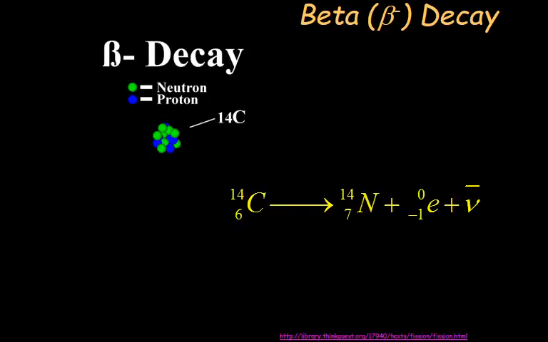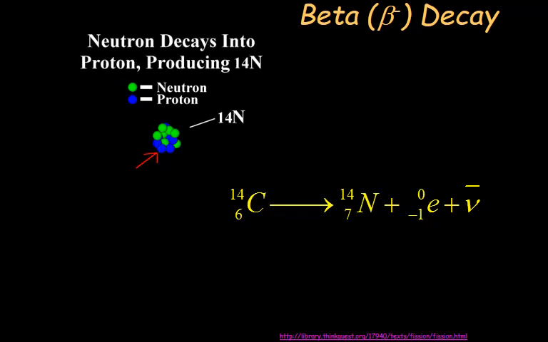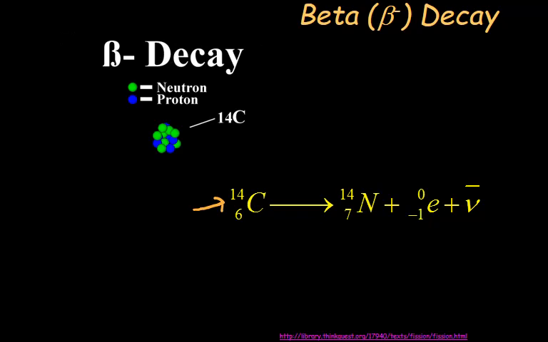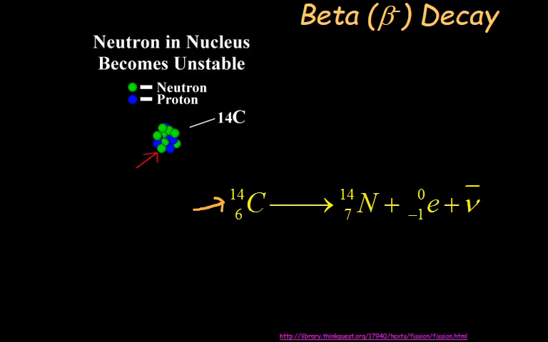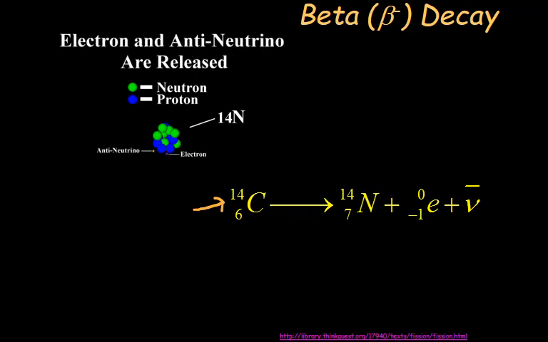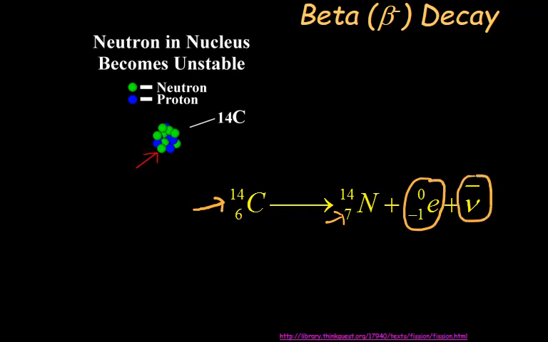In beta minus decay, here's an example where we have a carbon nucleus, carbon 14 in this case. And what happens is this has too many neutrons for as many protons as we have. So one of the neutrons becomes a proton. And when that happens, we go from a +6 charge to +7 charge. And then again, for conservation of charge, an electron must shoot out. And as an electron shoots out, an antineutrino also shoots out.